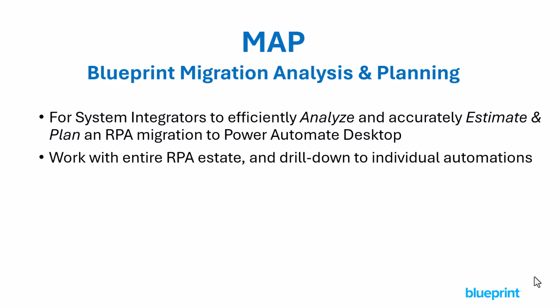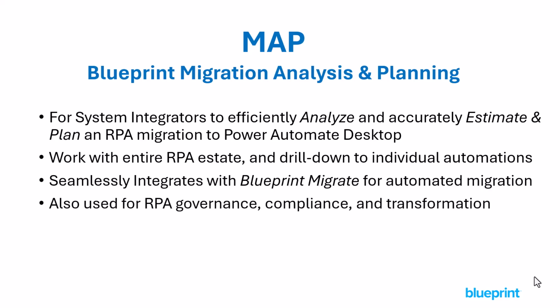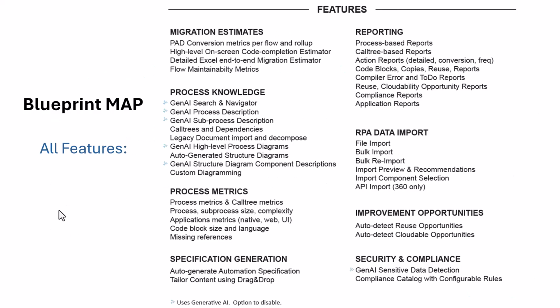The product lets you work with the entire RPA estate, but also to drill down into individual automations as needed. It seamlessly integrates with Blueprint Migrate for automated migration, and aside from migration, it could also be used for RPA governance, compliance, and transformation purposes. While this video shows you the support for UiPath specifically, it also supports A360 and Blue Prism, and there's other videos for those products. Blueprint MAP has a lot of capabilities, but in this short video, we're going to focus on these.